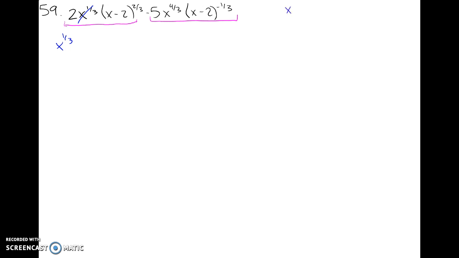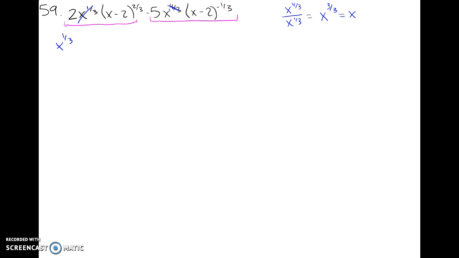So if I come over here, x to the 4/3 divided by x to the 1/3, that means I'm subtracting the exponent, so 4/3 minus 1/3. That gives you x to the 3/3, which is just x. So I'm going to cross this exponent out and put a little x to the 1, just so I remember that's a 1 right there. Then I'm going to look at the next part.